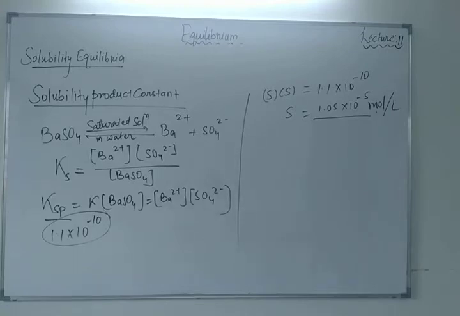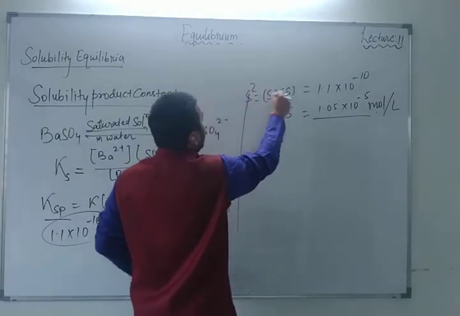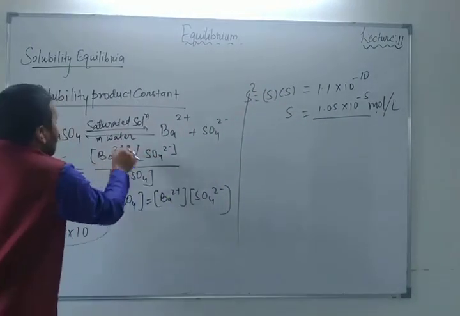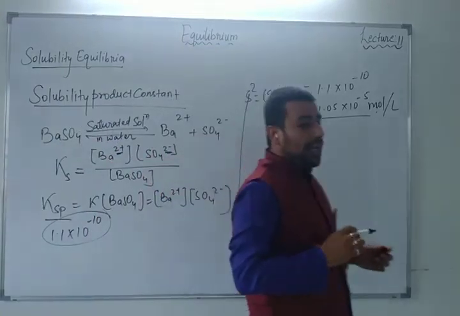As you have understood about this mole per liter, now a salt may give on dissociation two or more than two anions and cations carrying different charges. Just suppose if I talk about barium sulfate, you can ask me, sir, how this S square came. S square is equal to S into S, because you can see here, the charge of barium is 2 plus and the sulfate is 2 minus. So that's why here S square is there.